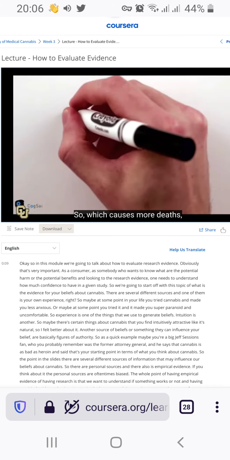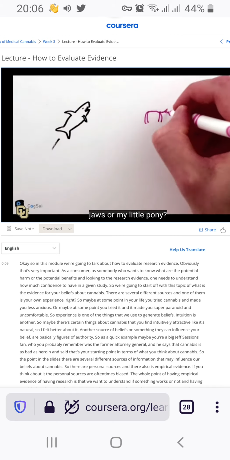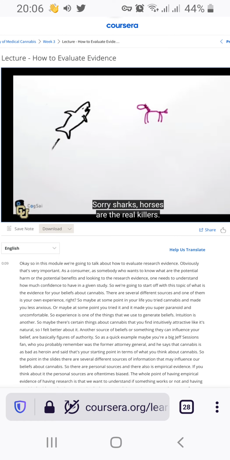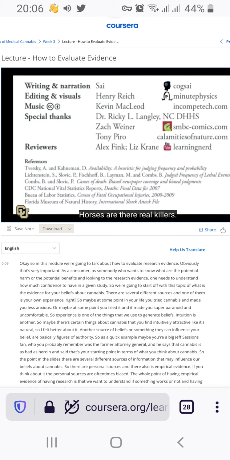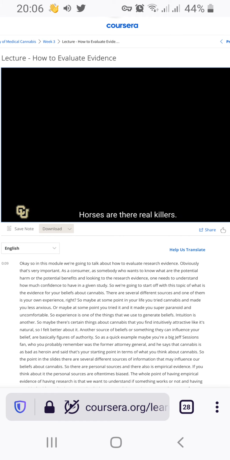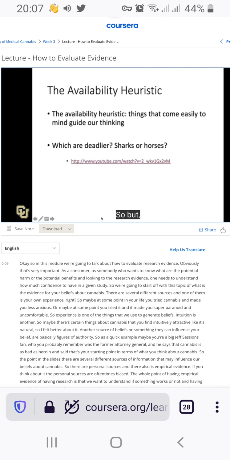So, which causes more deaths, Jaws or My Little Pony? Sorry, sharks, horses are the real killers. But sharks are what come to mind given the availability heuristic, because people who are killed by sharks are much more likely to end up in the media.